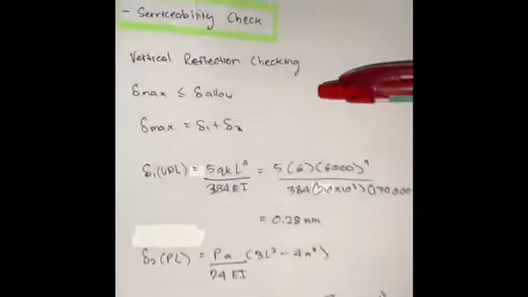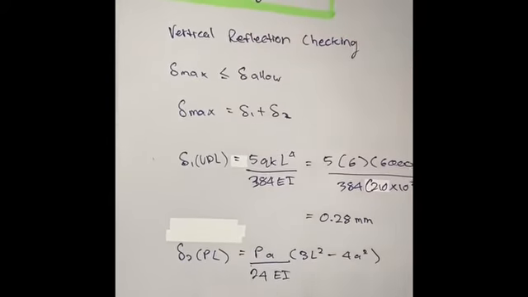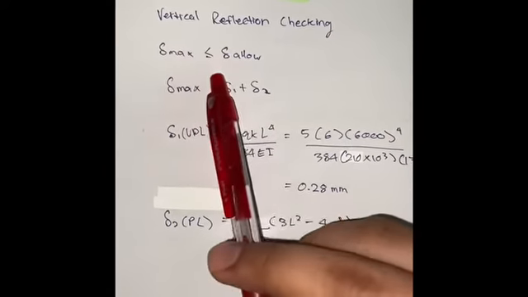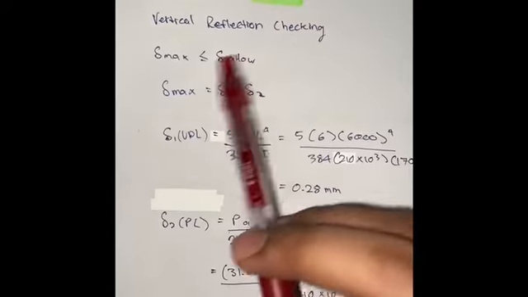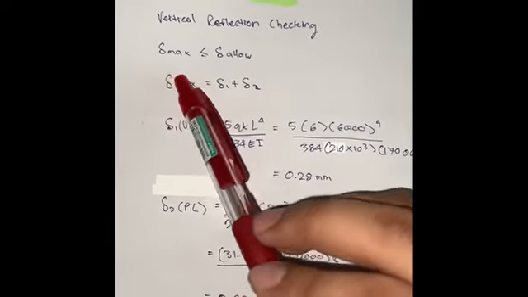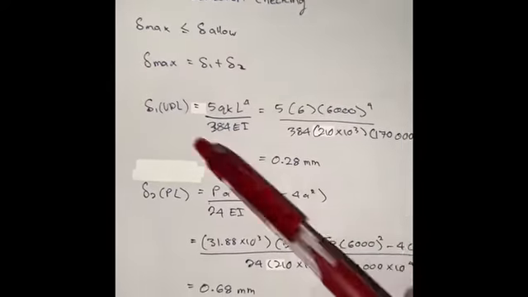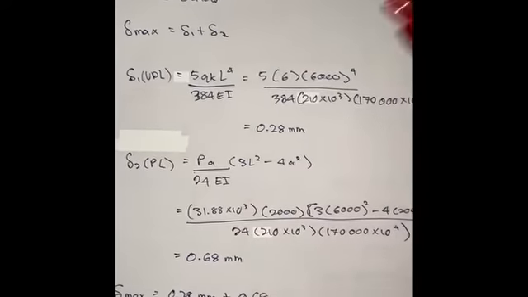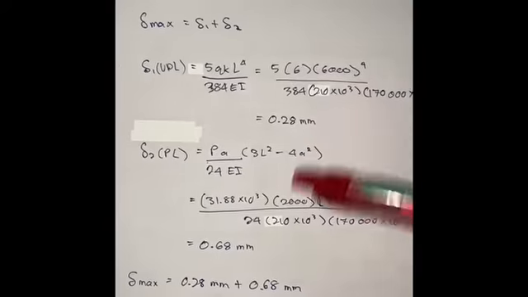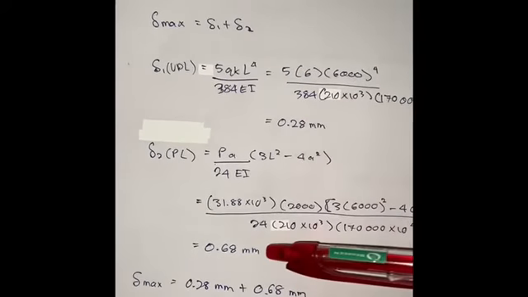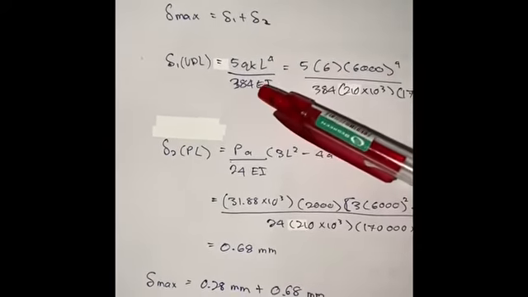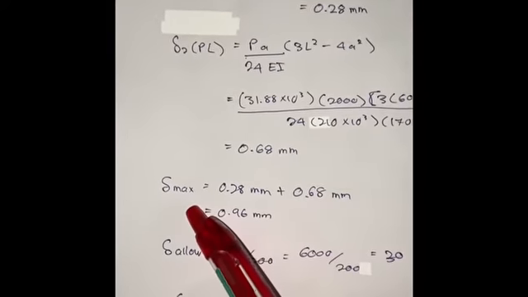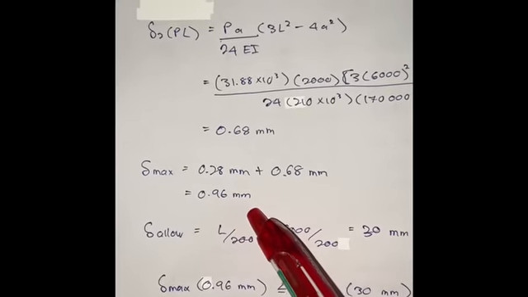Finally, it's time to check the serviceability check. So in this check, we find the vertical deflection checking. So the deflection max must be below the deflection allowed. For the deflection max, we have UDL load and point load. So we must find both of these deflections using the deflection table for UDL and point load. So we total the deflection maximum, we get 0.96 mm.